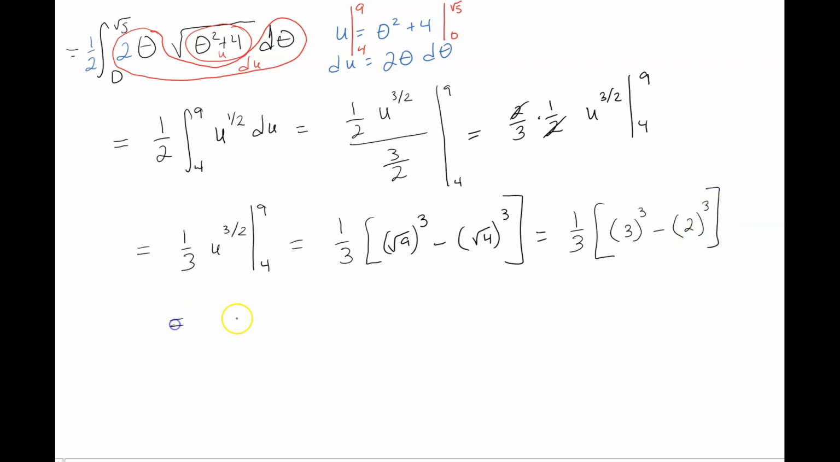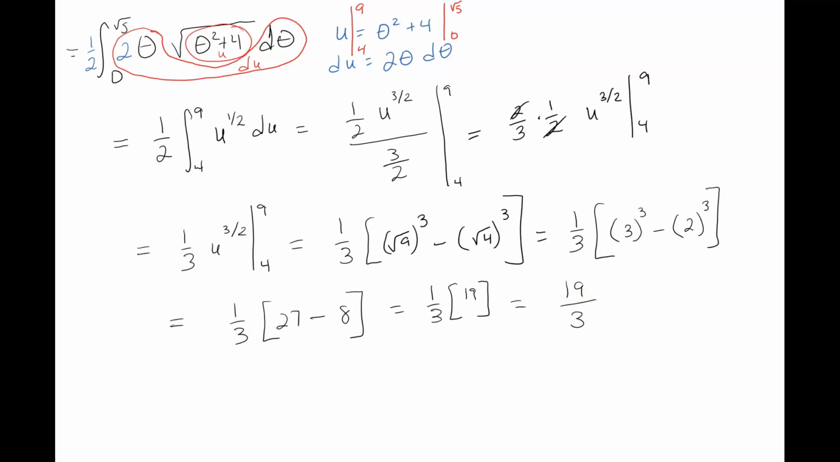And we know these values very simply. Okay, 3 cubed, of course, is 27, and 2 cubed, of course, is 8. 27 minus 8 is 19, and so we have 1/3 times 19, bringing our final answer here, the length of the spiral, to be 19 over 3 units.